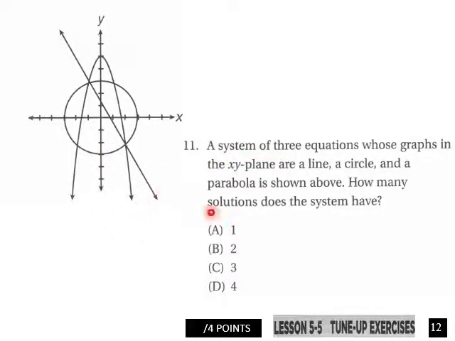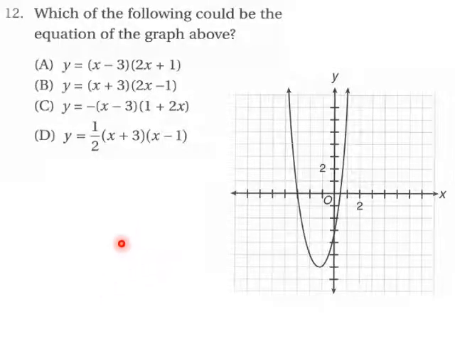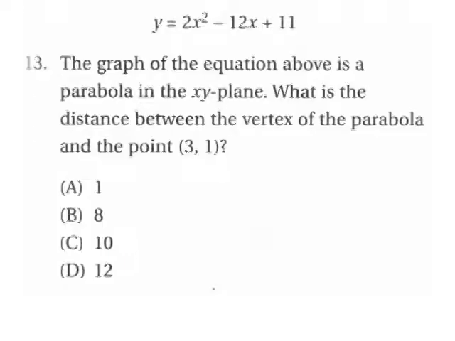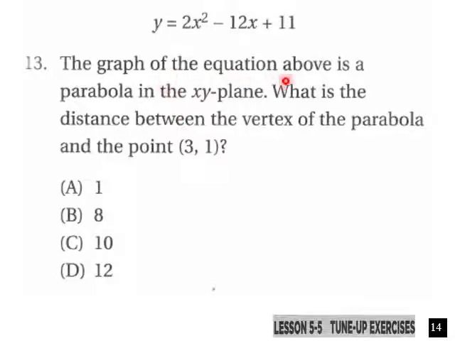Page 12 of your tune-up for 5.5. System of 3 equations here. And then number 12, page 13. Which of the following could be the equation of this graph here, not above, but this parabola here? Number 13, the graph equation above is a parabola in the xy plane. What is the distance between the vertex of the parabola and a point 3,1? So you have to use a distance formula, it looks like to me.